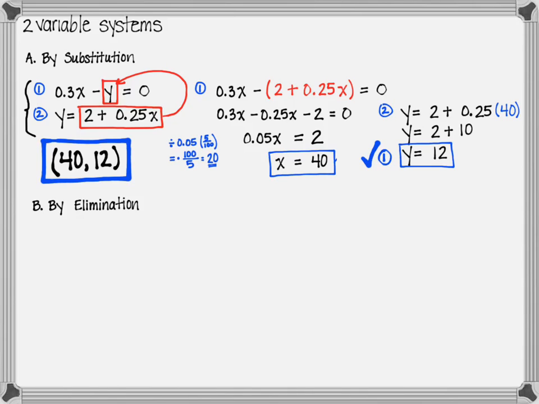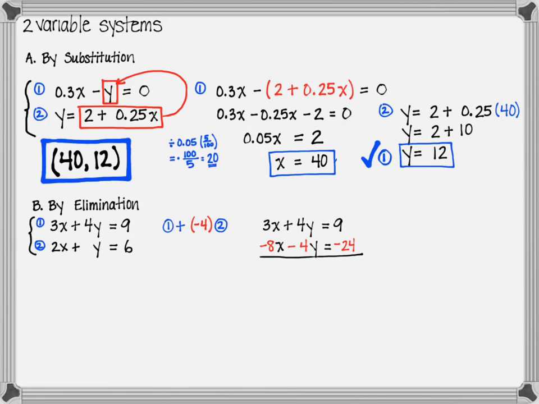Now the other method, by elimination: I have two equations here, and we decide which variable to eliminate. And so we're going to eliminate the y. So what I'm doing is I'm taking equation 1 and I'm going to add it to negative 4 times equation 2, because when I multiply equation 2 times negative 4, I end up with opposites. I have a positive 4y and a negative 4y. And collecting like terms with those two equations, solving for x, I get x equals 3.